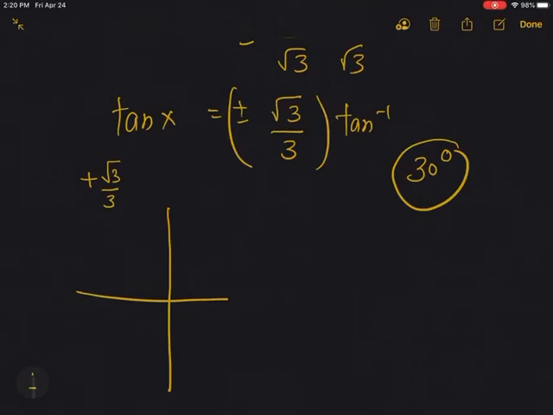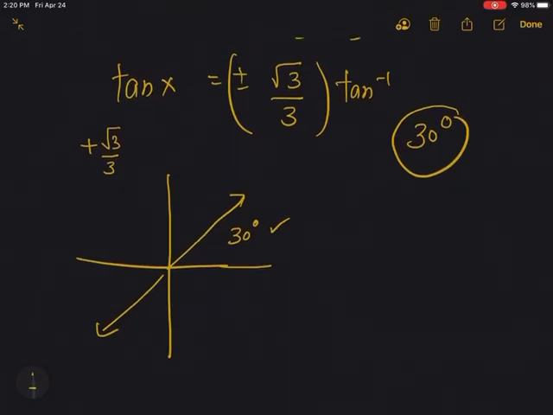3 over 3. So tangent is positive in the first quadrant and third quadrant. If it's positive and in the first quadrant, 30 would work, so that's going to be my first answer. If it's the third quadrant, remember we add to 180, so my answer would be 210.